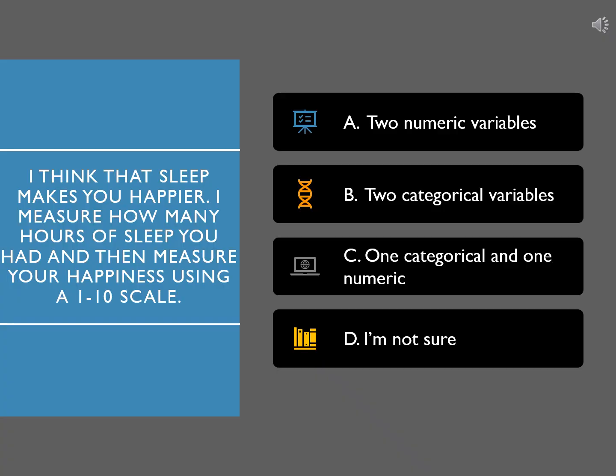First, a little bit of review. I think that sleep makes you happier. I measure how many hours of sleep you had and then measure your happiness using a 1 to 10 scale. What kind of variables are we measuring here? We're measuring two numeric variables. That's going to be A, two numeric variables, because hours of sleep is hours of sleep. And then a 1 to 10 scale, even though that's an interval scale, it's still going to be numeric.